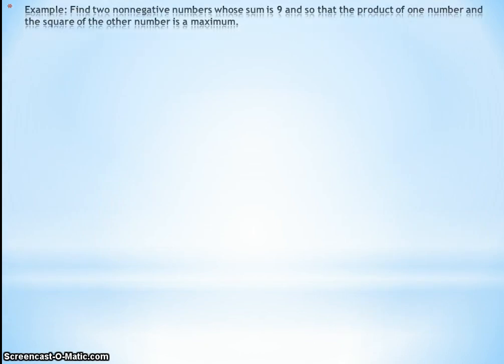Let's look at this example. Find two non-negative numbers whose sum is 9 so that the product of one number and the square of the other is a maximum. So let's say x and y be the two non-negative numbers such that x plus y, the sum, is equal to 9, and if that is the case, then y is actually equal to 9 minus x if I make y the subject of the formula.